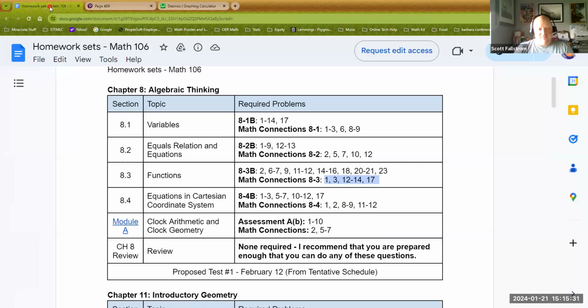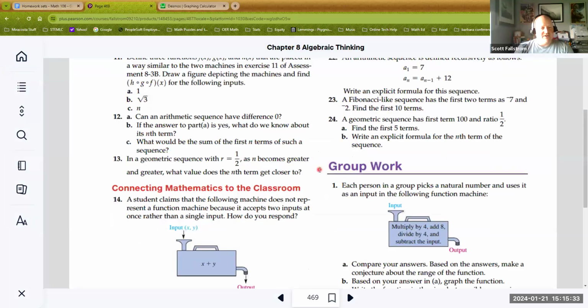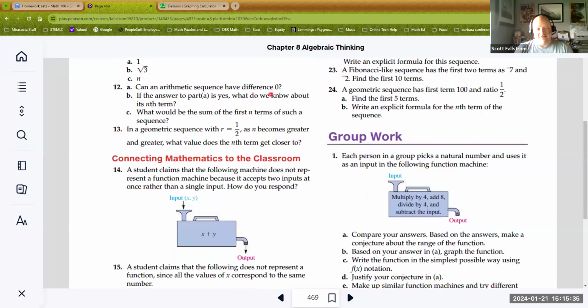Right? And then we had 12, 13, and 14. So 12, can an arithmetic sequence have a difference of 0? What would be the sum of the first few terms? In a geometric sequence with r equals 1/2, as n becomes greater and greater, what value does the nth term get closer to? What happens with a ratio of 1/2?